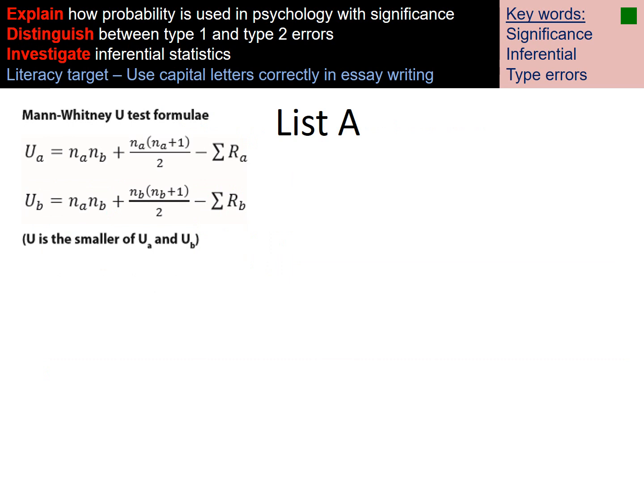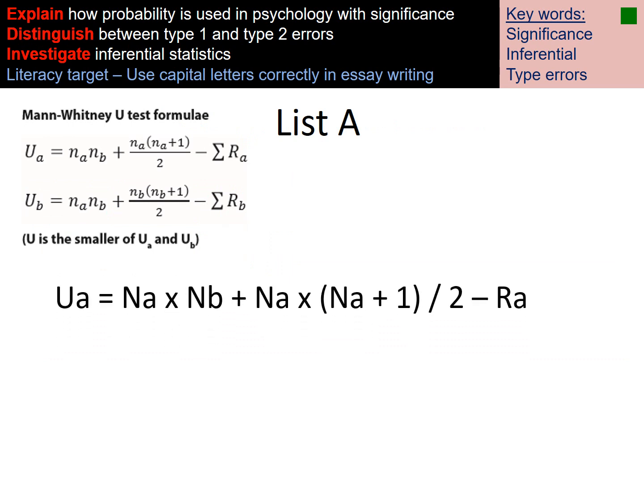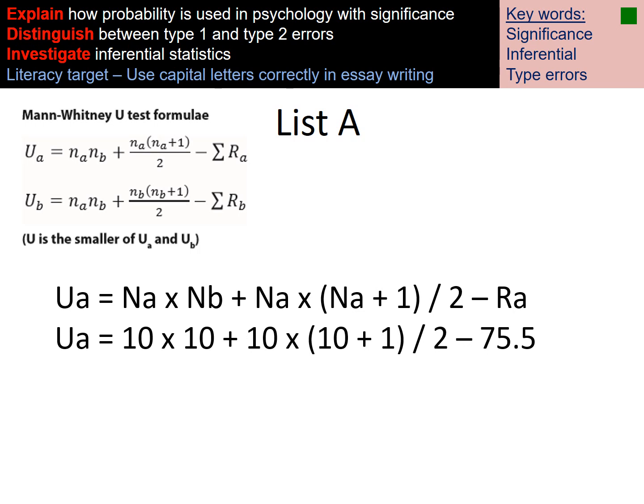Let's work through it. So here, for example, I'm on group A. So as I've just said, I'm going to do the number of participants of A times the number of participants of B plus the number of participants of A times the number of participants of A plus 1, divided by 2, minus the sum of the ranks. So let's put some numbers in. Now I know that in condition A, I had 10 participants, and in condition B, I had 10 participants. So I've just got a lot of 10s going on. So I'm doing 10 times 10 plus 10 times whatever 10 plus 1 is, which is obviously 11, divided by 2. And then you'll see here that instead of writing the ranks of A, I've put my 75.5 in, because that was my sum of the table.